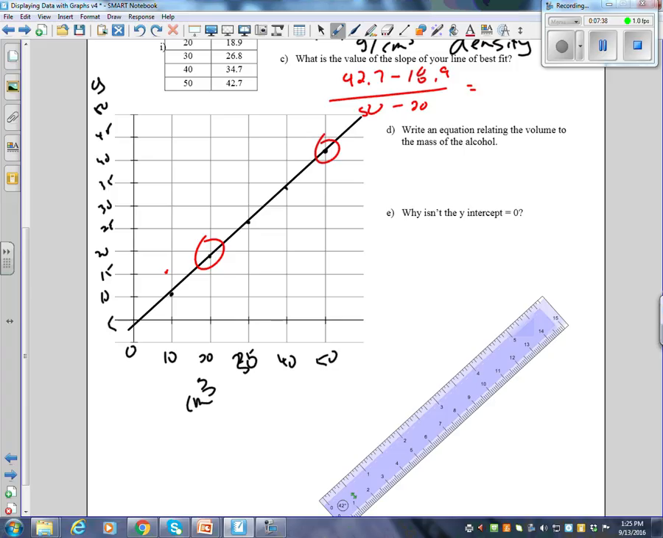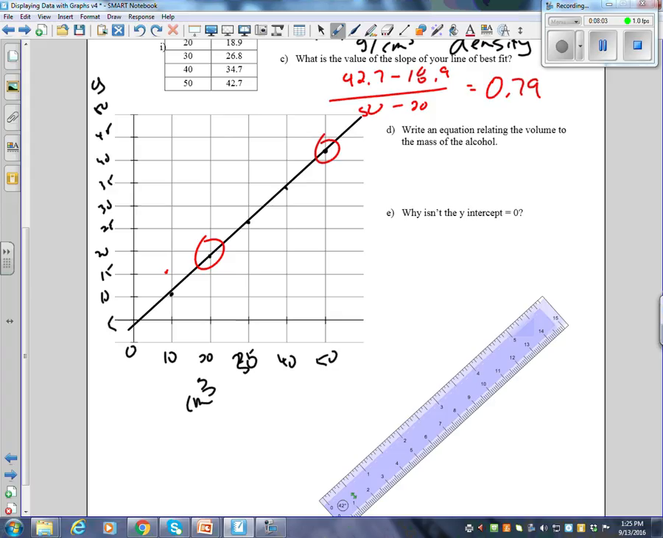42.7 minus 18.9. And divide that by 50 minus 20, which I can do in my head, is 30, and you get a slope value of? Exactly. 0.79. What if you got 0.8? Close enough. What if you got 0.75? Close enough. Please don't yell out a bunch of numbers.